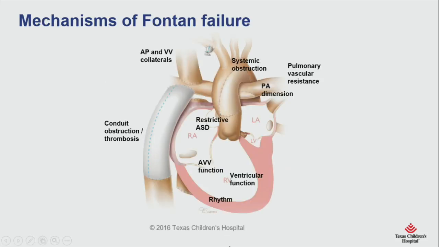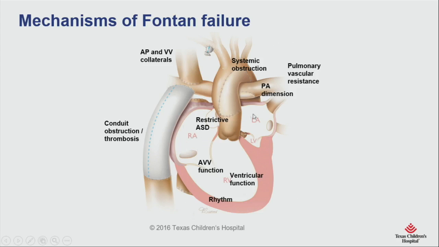So what are some of the mechanisms of Fontan failure? I'm going to go backwards, starting with systemic obstruction. Obviously, if you have systemic obstruction and increased afterload, that's going to increase your pressure on the entire system. Ventricular dysfunction, same thing. If you have a rhythm problem, same thing. AV valve dysfunction is going to increase your pressure on your common atrium, and that's going to drive things backwards.